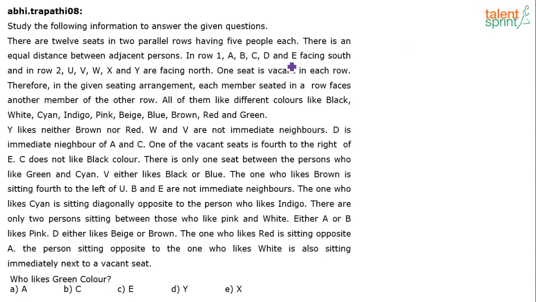He says in row 1 we have A, B, C, D, E facing south. So this is like, let's say row number 1, 6 seats, 1, 2, 3, 4, 5, 6. Row 2 we will have 6 seats again, 1, 2, 3, 4, 5, 6. Each seat faces opposite, one seat in the opposite row, right? Who are the candidates in row 1? A, B, C, D, E.